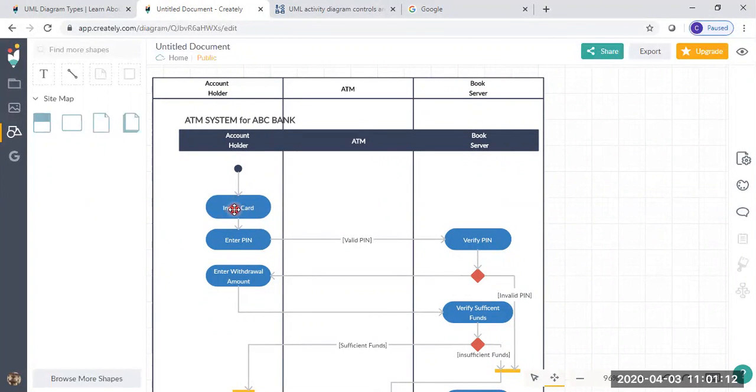Fine. From the insert card activity, the account holder then enters the PIN. He types the PIN into the ATM machine. Then what happens? He enters the submit button or the OK button. Fine. And the ATM machine starts validating the PIN.